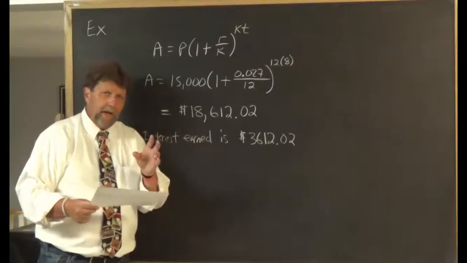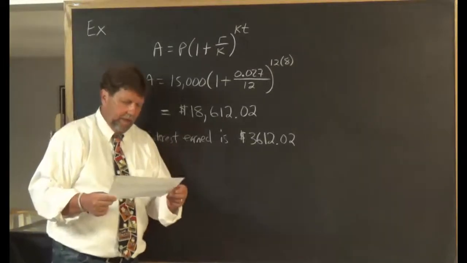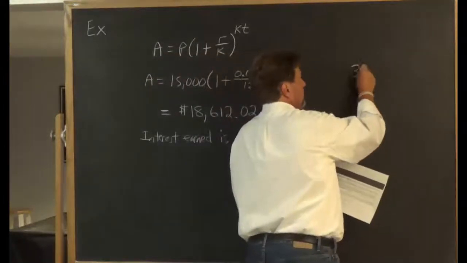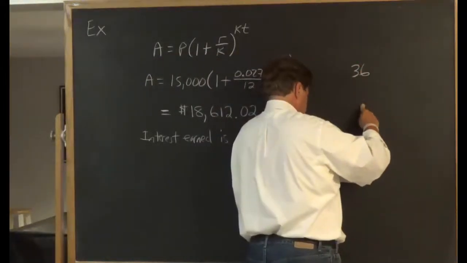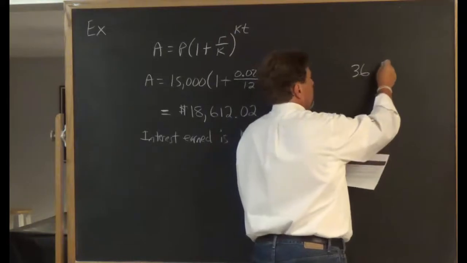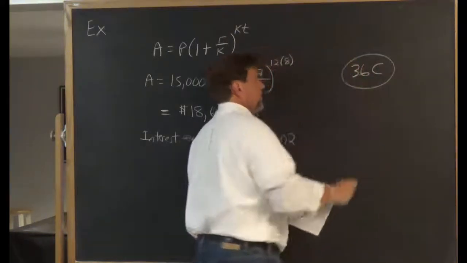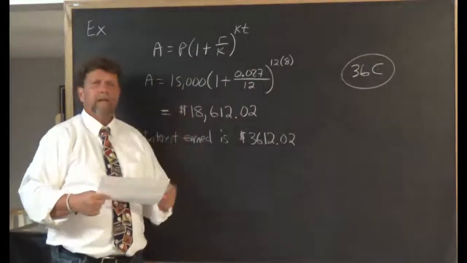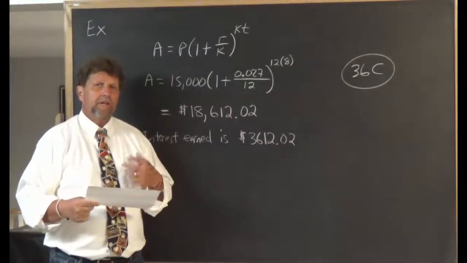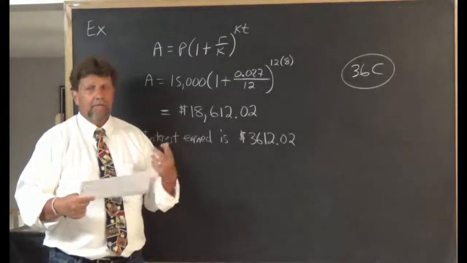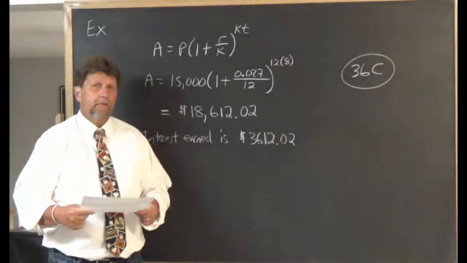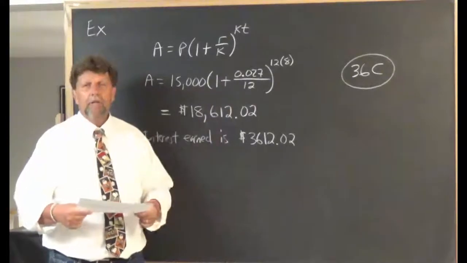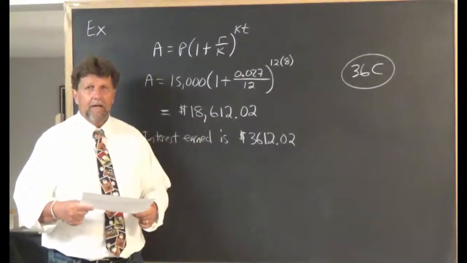So just to get a little practice here with the compound interest formula, why don't you try number 36. Let's try part C only. Just 36 part C. So here in section 4.1, go to the exercises, do number 36 part C. After you've done it, come restart the video and I'll be here working through it. So pause the video, do that one, and hopefully you'll get it correct.